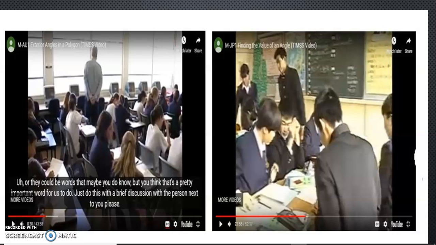This difference might be because of the content of the lessons. For example, in the Australian teaching setting, the students were trying to understand the different measures of polygons, while Japanese students were trying to understand the different measures related to parallel lines. However, both the groups were trying to calculate the value of angles in general. I like both the approaches.